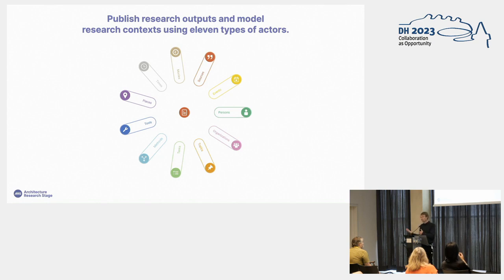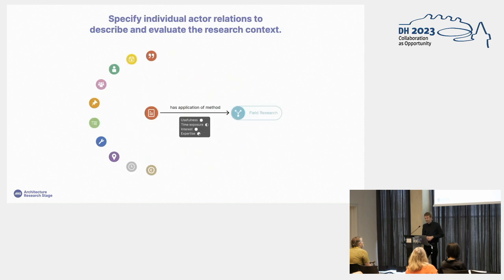You know, especially for us architects, it's important. So if you're doing a lecture in this room, the output will be different than if we do it in a cafe or outside. So you can say, okay, you use this place, because this place has as well an agency for this output. And then, of course, how much time and money, that's quite important as well. And the idea is that you specify the individual actor relations to describe and evaluate the research context.